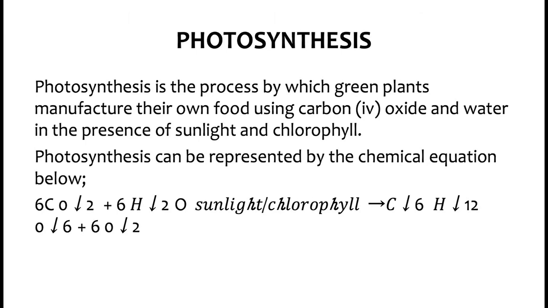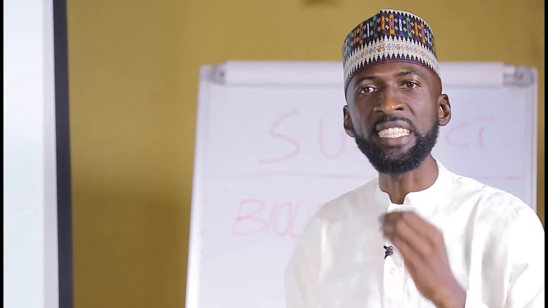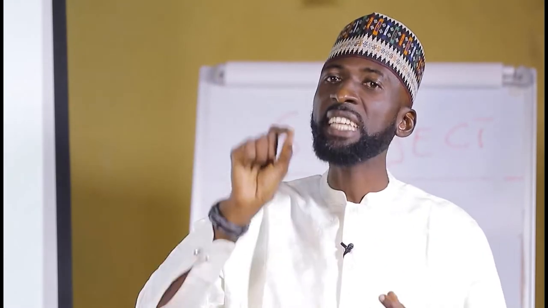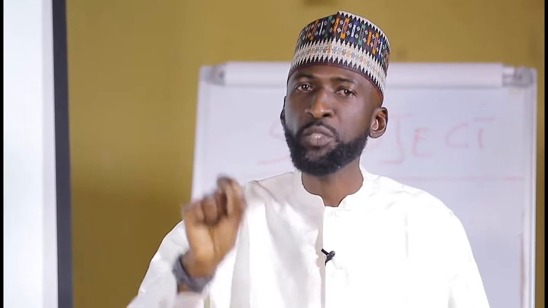Photosynthesis, when we said photosynthesis, we are simply meaning that it's a process in which green plants are able to manufacture their own food in the presence of sunlight and chlorophyll using carbon dioxide and water. What does that mean? It means that these green plants we are seeing, they are utilizing carbon dioxide from the atmosphere, they are utilizing water from the soil, and they are utilizing sunlight from the sun. And also chlorophyll, which is a green pigment that is found in the chloroplast of plants.